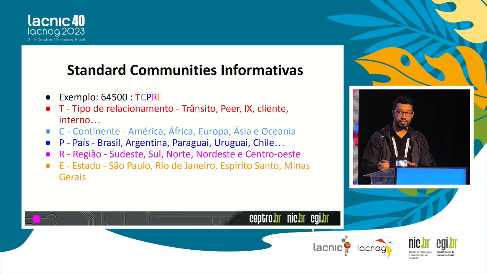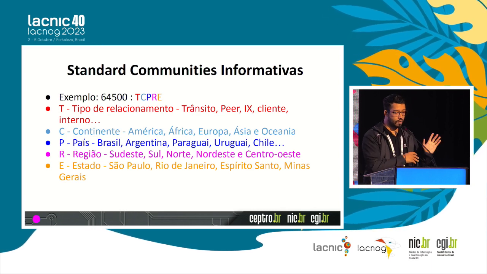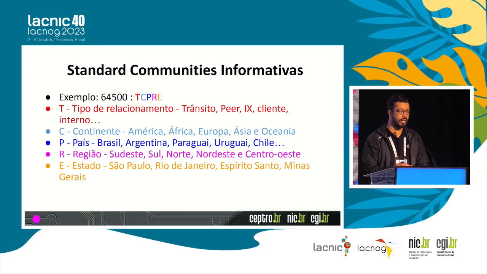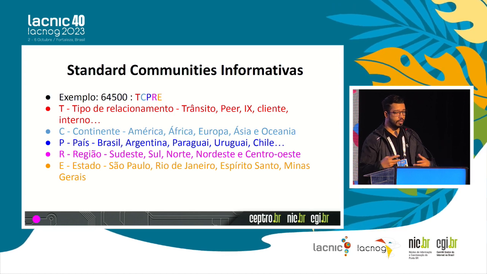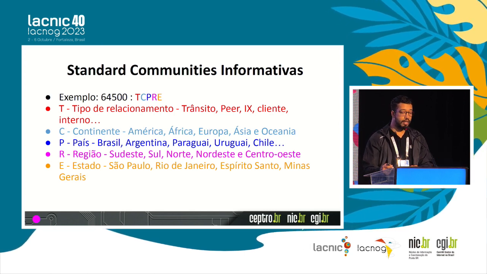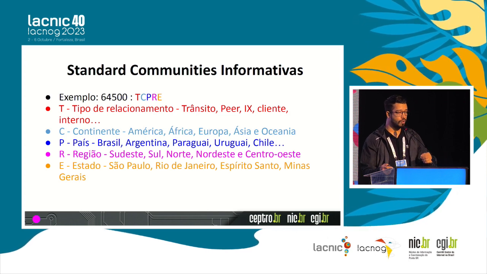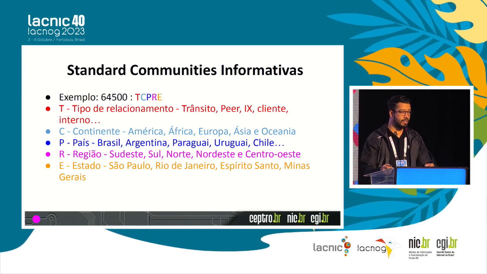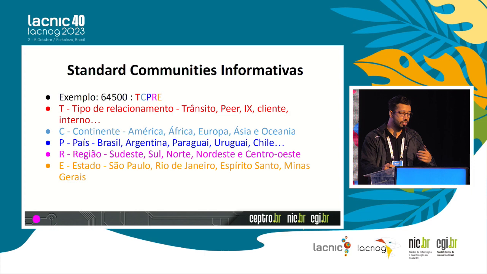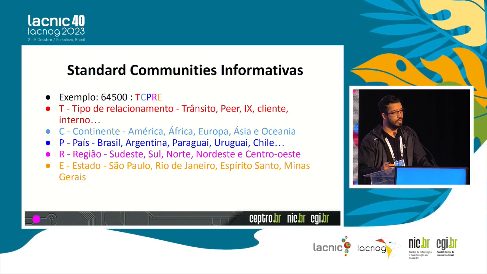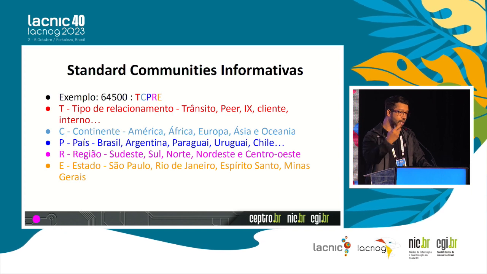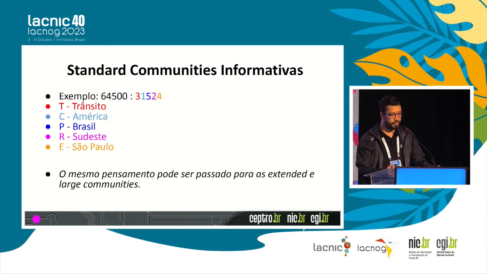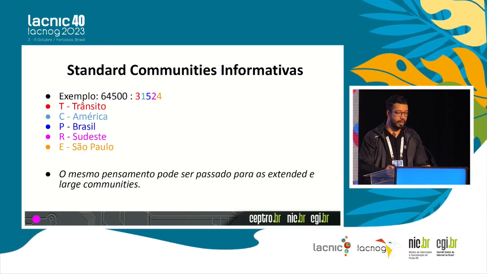Here we bring some suggestions of how we can use the communities. We have, for instance, this one, standard. We have AS64500, and we have this separation. T, C, P, R, E, T: transit, peering, IX, client, it's an internal route. The C is the continent. We have five continents, so we can't put them all. And then the country, we can use the country code, and the region. For instance, in Brazil, we have five regions. You can identify it like that too. So each identity has its own status, and we can do it even more granular, reaching that level.